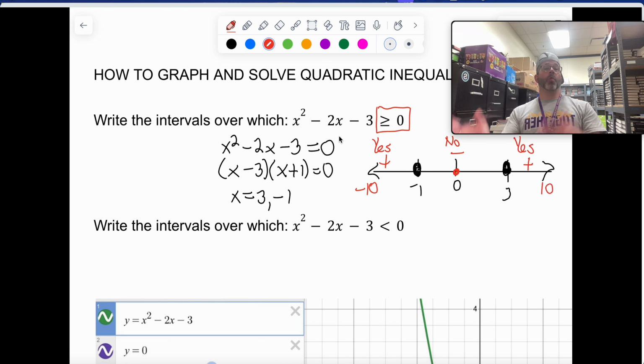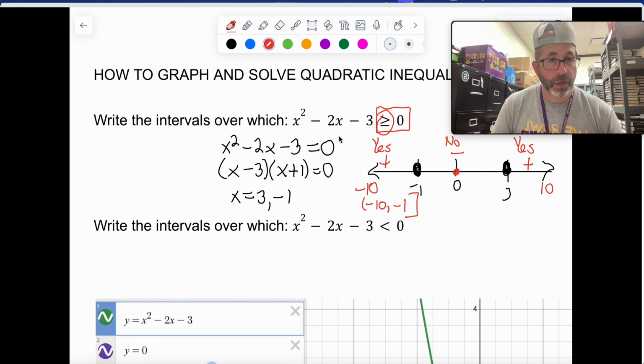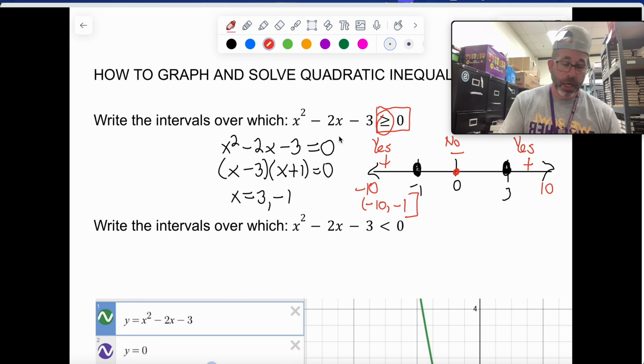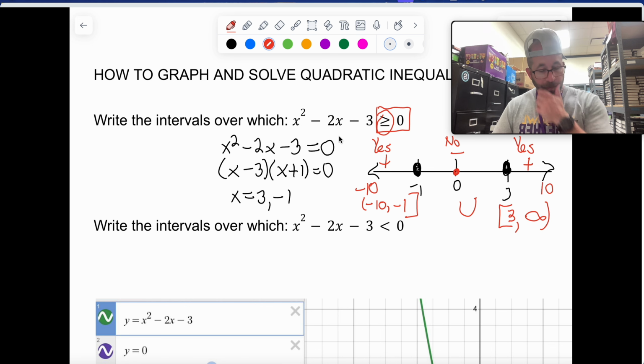So now if I was to say, where are my answers from this? We would say it's going to be from negative 10 to negative 1. And we could say inclusive because we have an equal sign there. So it's actually going to include the negative 1. And then we say skip the middle here. And then we're going to go from 3. It's included because of that greater than or equal to sign. And then we're going to go to the right forever, to infinity.